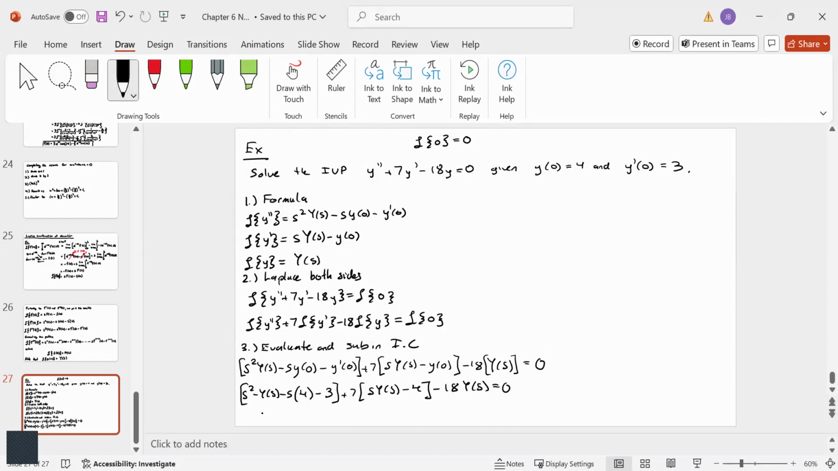So then we get s squared. Whoops, there should not be a minus sign there. I don't know why I wrote that. Y of s minus 4s minus 3 plus 7s Y of s minus 28 minus 18 Y of s equals 0. So all I'm doing is just combining everything. And then from here, I am going to essentially isolate Y of s. Like that's my next goal. Okay. So that's step three.